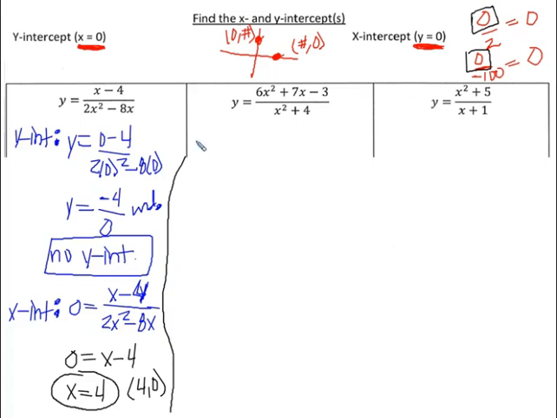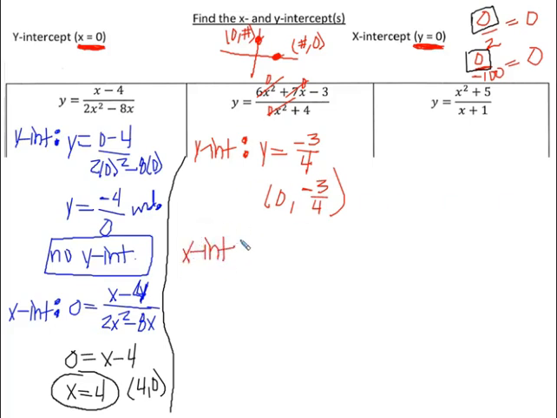Alright, let's check out the next one. Maybe we'll find our y-intercept. Simply plug in 0 for our x's. Maybe we can do this in our heads. This would be 0, this would be 0, and this would be 0. So all of these would cancel because they're essentially zeros. And we're left with negative 3 over 4. So our y-intercept is 0, negative 3 over 4. A little shortcut there. Now to find our x-intercept, we set the top equal to 0. So we have 0 equals 6x squared plus 7x minus 3.